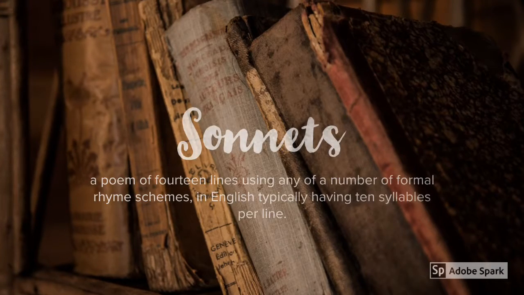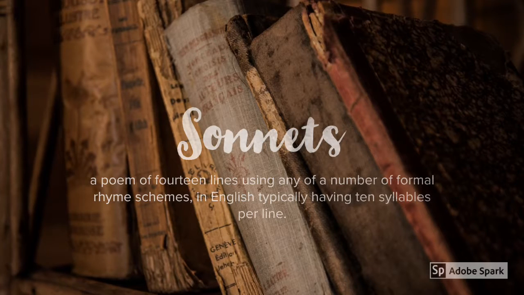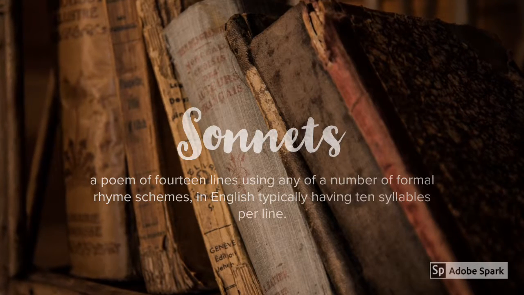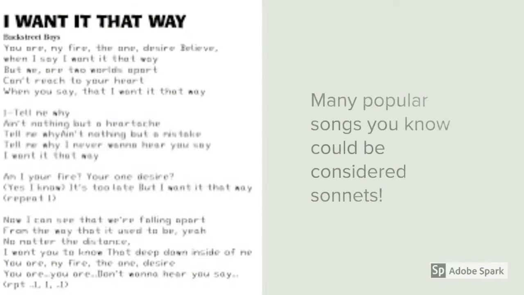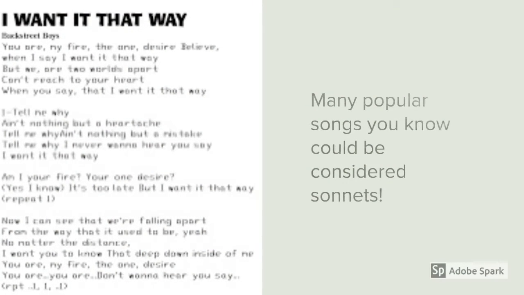Another kind of popular poem is a sonnet. It's a poem of 14 lines using any number of formal rhyme schemes. In English, it typically has 10 syllables. A lot of popular songs that people know and love could be considered sonnets.